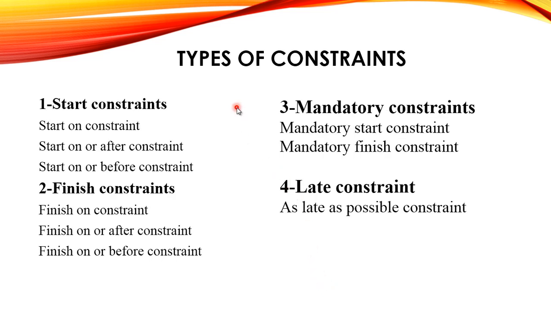So here are the types of constraints: start constraints, finish constraints, mandatory constraints, and late constraints. For example, start constraints. Start On constraint means that the activity should start on that date. Start On or After means that the activity should start on that date or after that date. Start On or Before means that the activity should start on that date or before that date. Similarly, these are all the types of constraints.